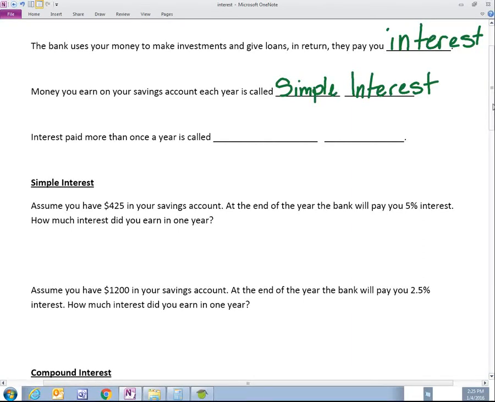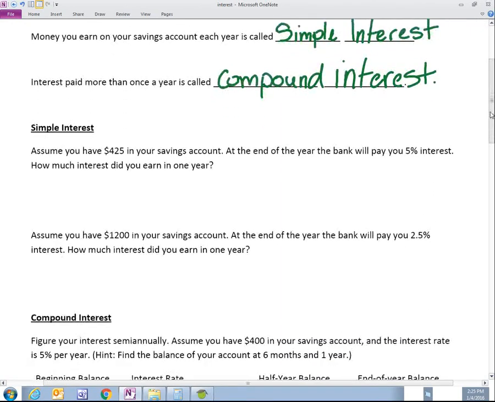Interest paid more than once a year is called, who remembers from what we talked about earlier? Good, yes. Compound interest. Yes, thank you. You guys are on today. So we have simple interest.